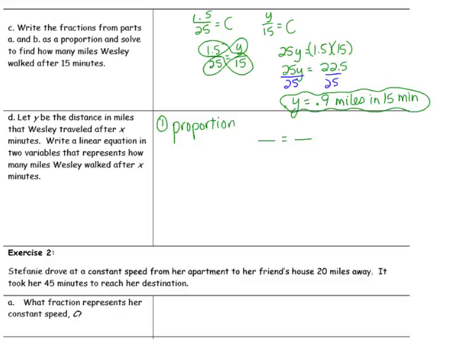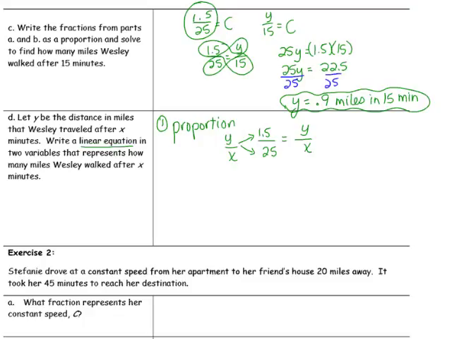Then I'm going to substitute the rate that they gave us at the beginning. Remember, it's y over x. So that was 1.5 miles in 25 minutes. Then we are looking for the linear equation and for x and y. So we want to use y and x in our proportion. Remember, y over x is the rate. And 1.5 over 25 is Wesley's rate.